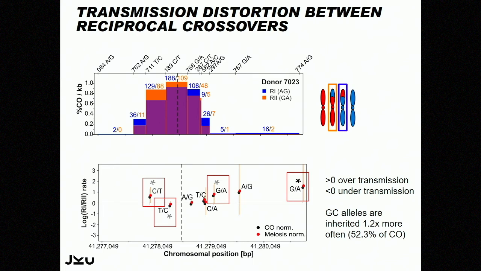We did a more thorough statistical analysis, and we found that of all our crossovers, 1.2 times there's always a G preferred over an A or a C preferred over a T. This means that in crossovers, there's an overtransmission by 52%. Or in other words, you deviate from the 50-50 expected ratio by a very small amount. So the effect is minimal, but it's still strong.